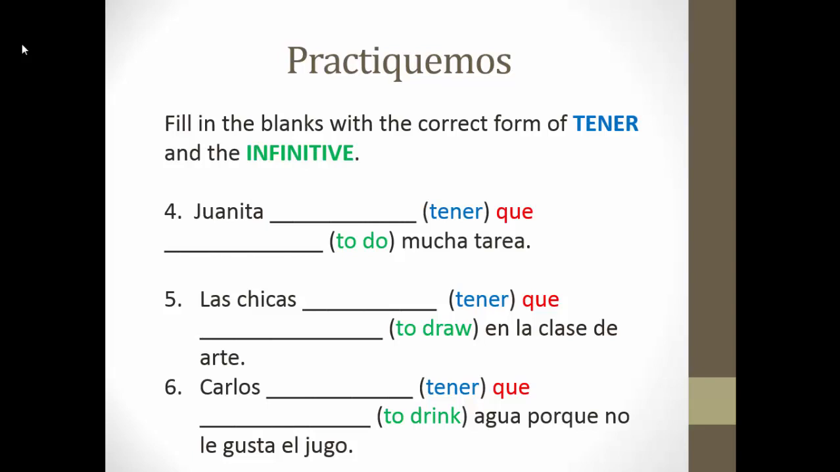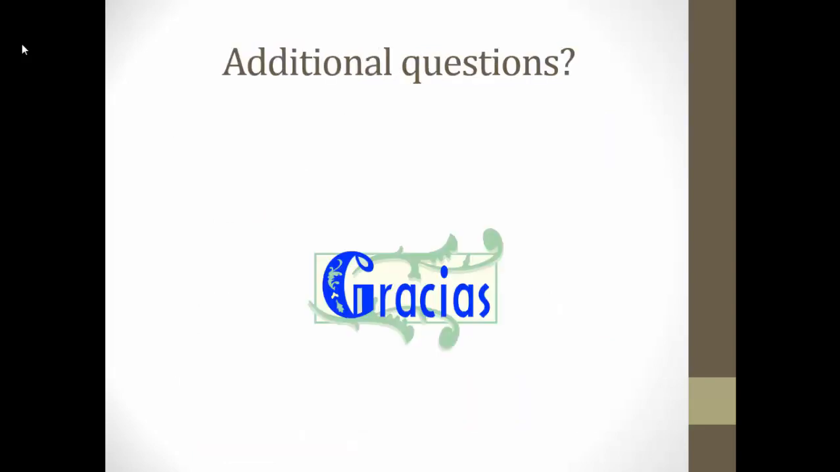Número seis. Carlos is the subject, which means él would be the pronoun. The form of tener with él is tiene, followed by que, followed by the verb to drink. Remember, beber means to drink, or tomar means to drink. So you could use either. Carlos tiene que beber agua porque no le gusta el jugo means that Carlos has to drink water because he doesn't like juice.